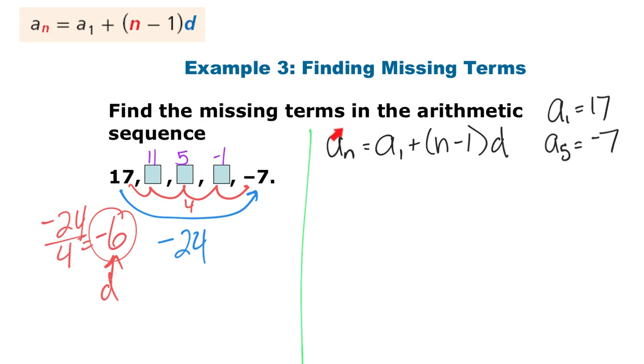The other way is by using our general form for the arithmetic sequence, and I made a note for myself over here that my first term was 17, and my 5th term right here is -7.